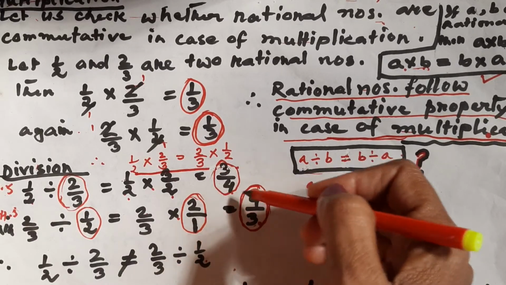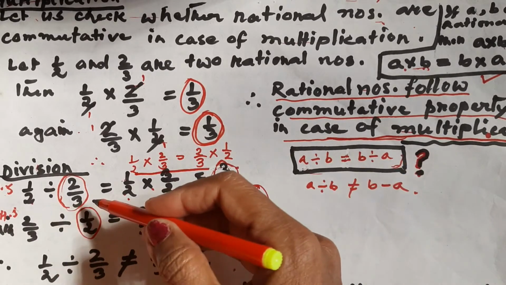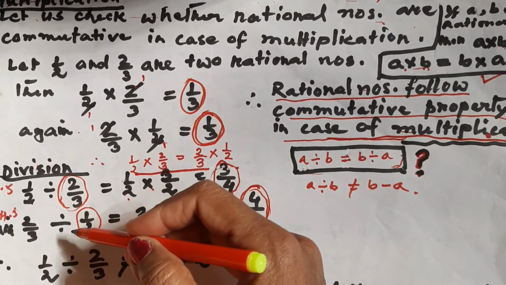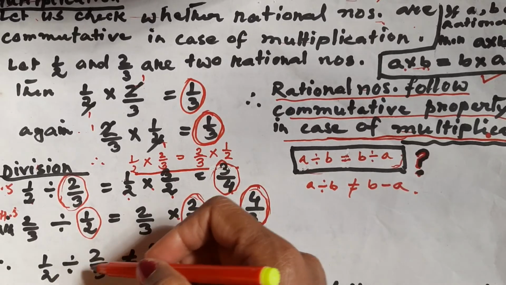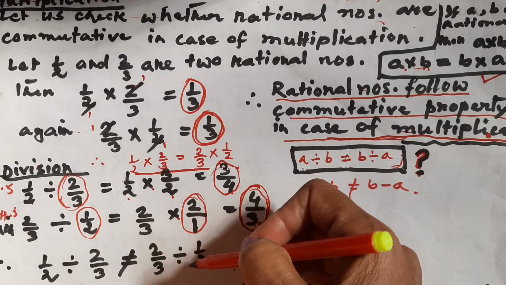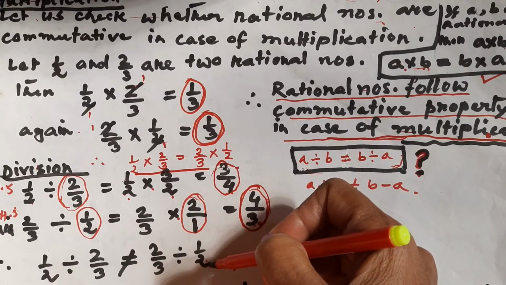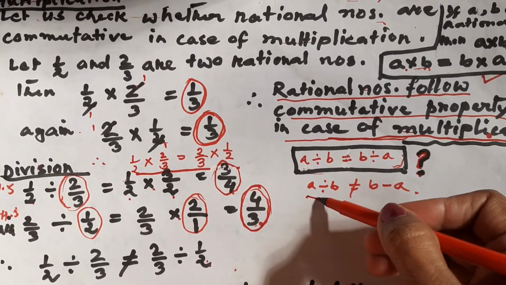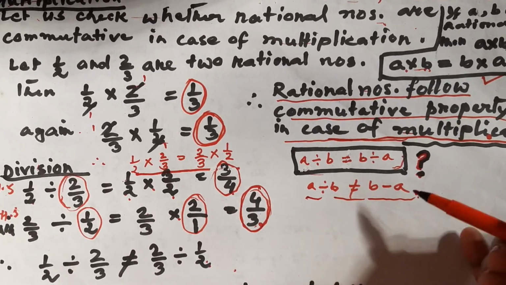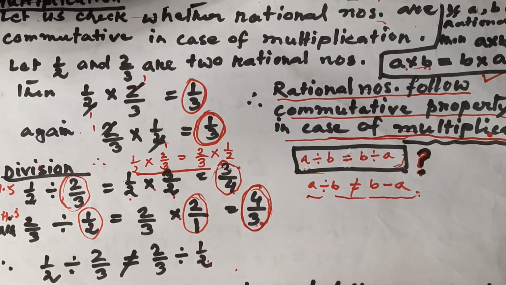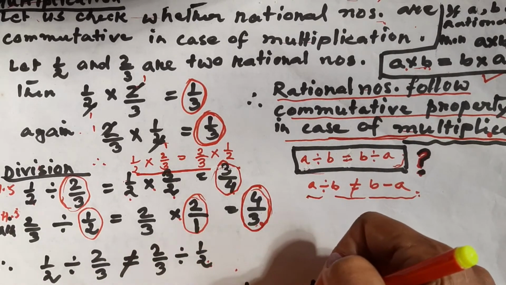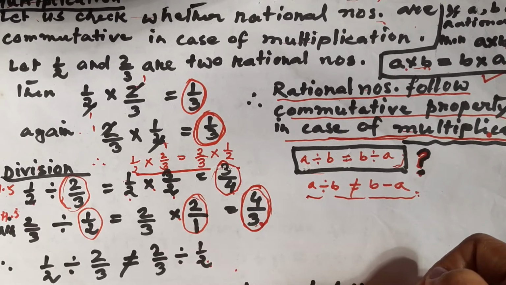Therefore, we are getting different results in the case of a divided by b and b divided by a. Therefore, half divided by 2 by 3 does not equal 2 by 3 divided by half. Therefore, you can write that a divided by b does not equal b divided by a. Therefore, rational numbers do not follow the commutative property in the case of division.